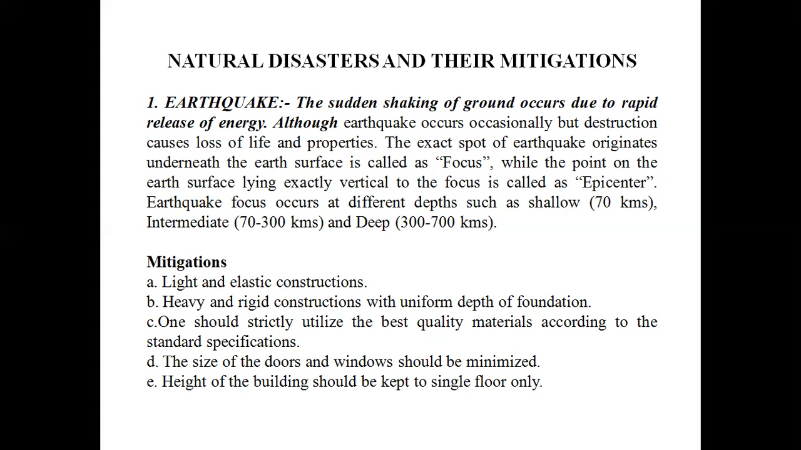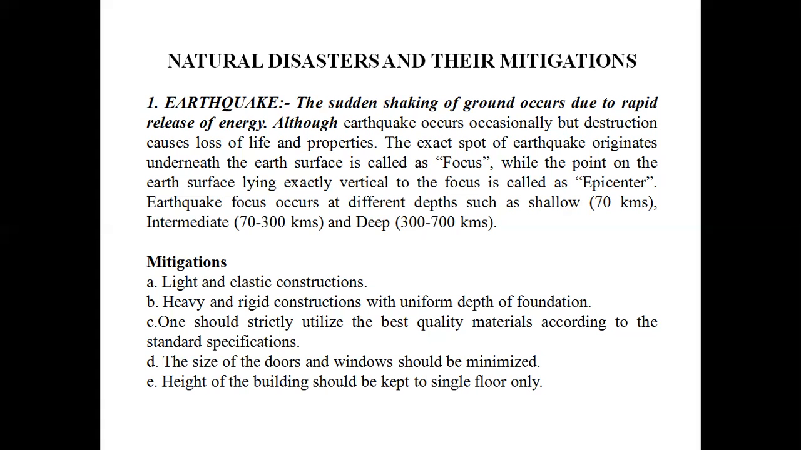While the point on the surface of the earth vertically above that is what we call the epicenter. Earthquakes occur at different depths. Generally, they are shallow, intermediate, and deep in nature. Shallow means up to 70 kilometers, and from 70 to 300 kilometers, if the earthquake originates there, that is what we call intermediate earthquakes. And deep-seated means 300 to 700 kilometers depth beneath the surface of the earth.